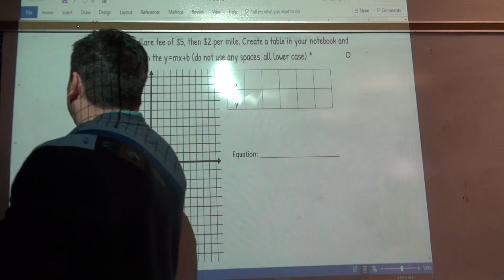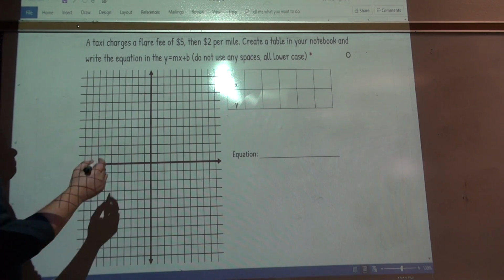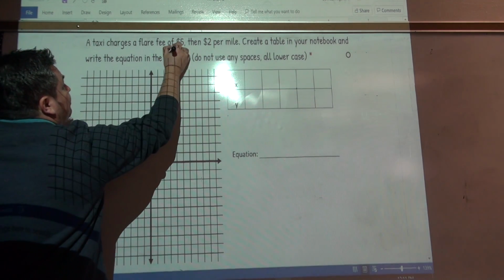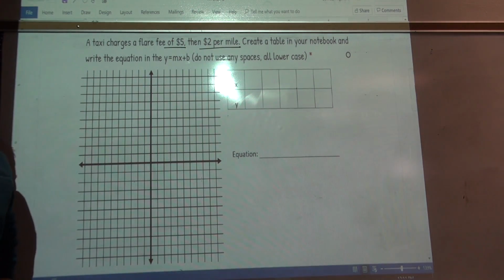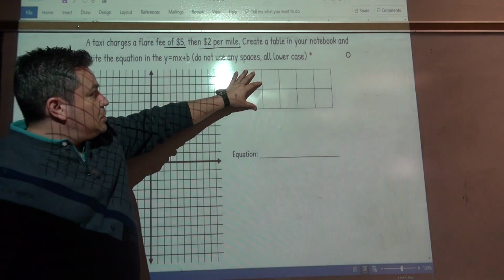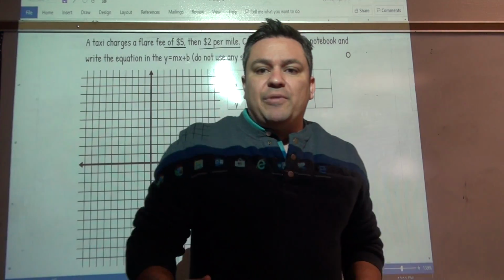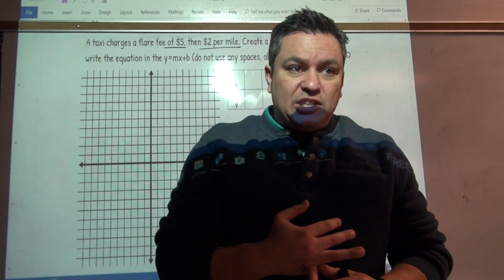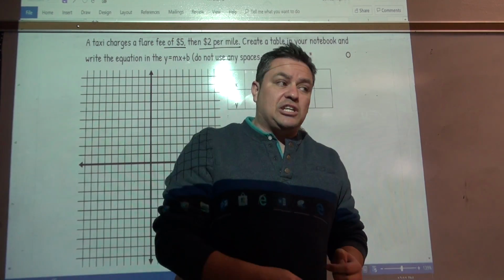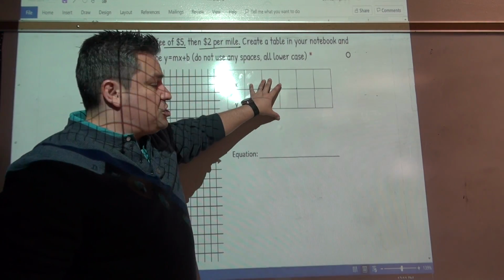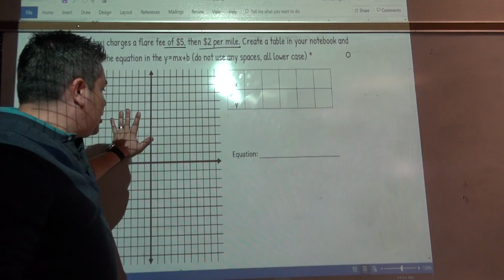So, for example, right here we have a word problem that says a taxi charges a flat fee of $5, then $2 per mile. So we're going to create a table, plot it, and also write the equation. Just like at the beginning of the year when we talked about writing equations, this is about the same thing, but now we're also going to generate some points, which are your coordinate pairs or ordered pairs, and plot them into the graph.